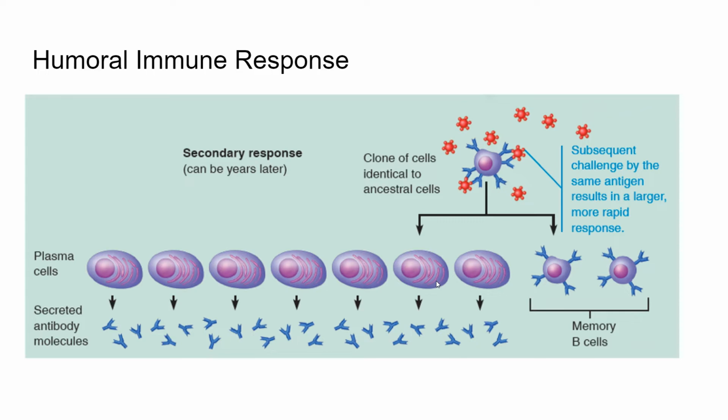So you take something like COVID, for instance, and when you get COVID the first time, it's going to take you a little bit to get over it. If you get it a second time, you may not even recognize that you've had it because your body will act so quickly in response to that. And this is how this secondary immune response typically works.